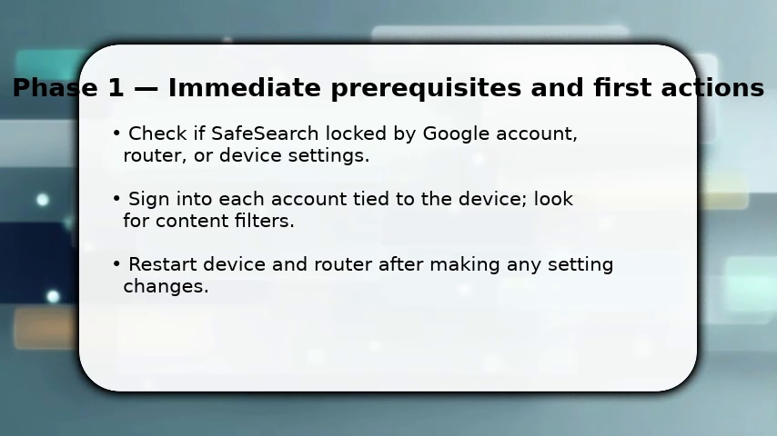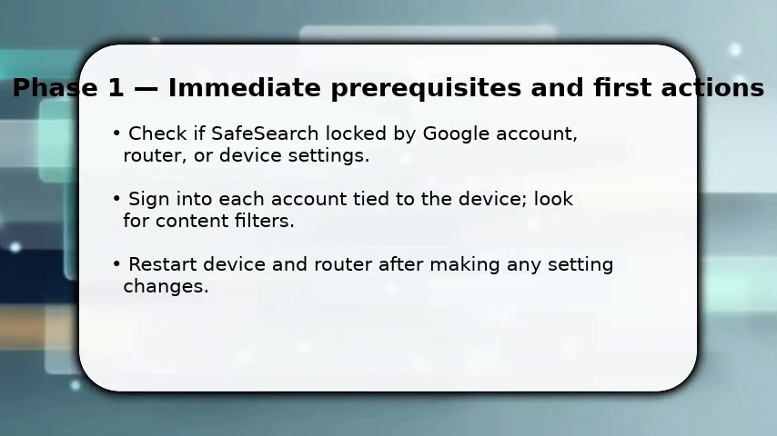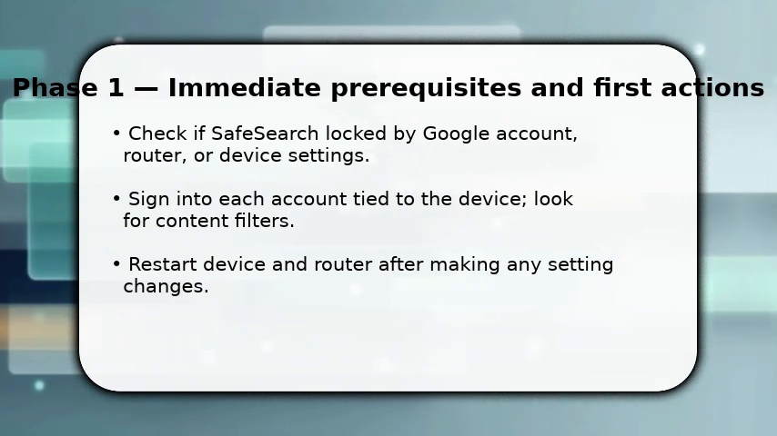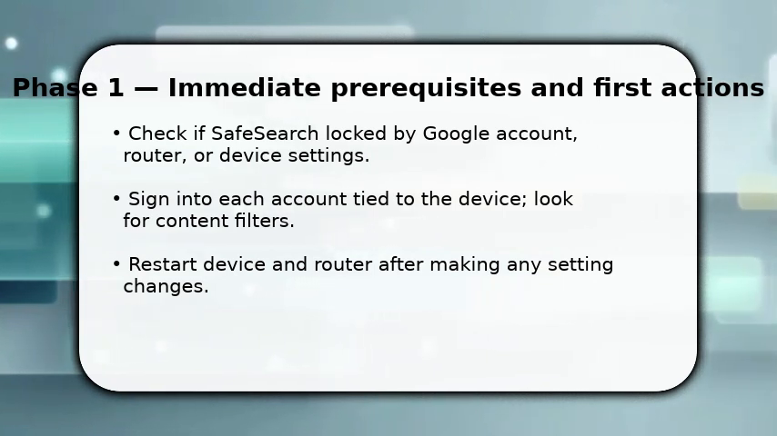You start by confirming exactly where SafeSearch is locked and why. Sign into the Google account, then open search settings to see if SafeSearch is enforced. If not there, check router parental controls and the device's content restrictions.